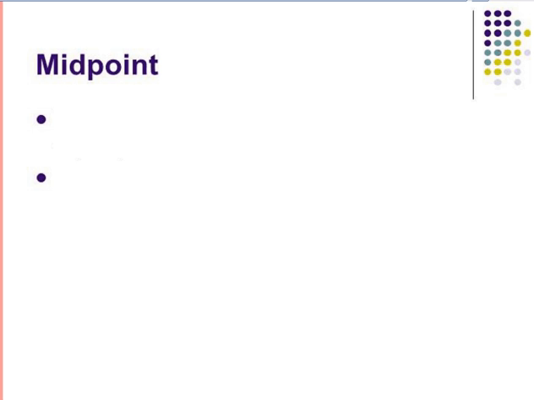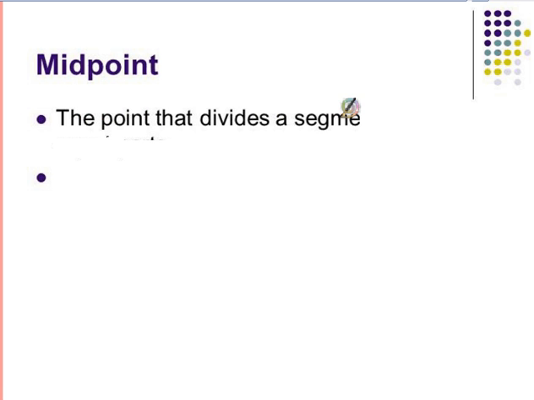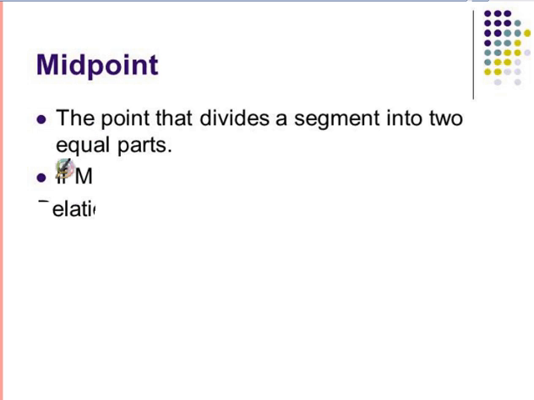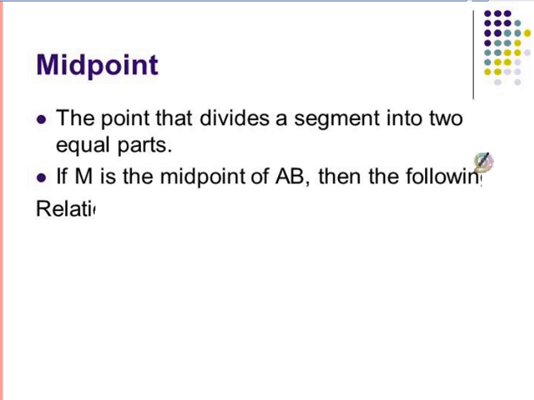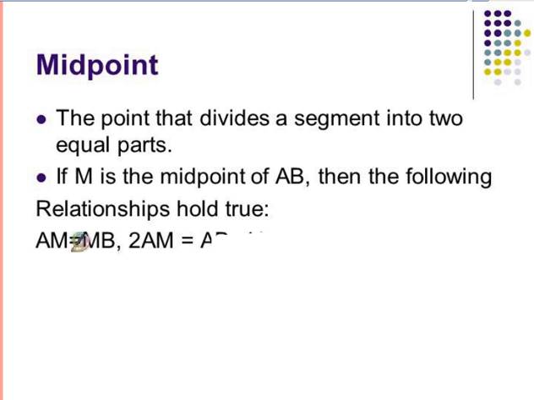A midpoint. All right. Let's talk about what a midpoint is. A midpoint is the point that divides a segment into two equal parts. If M is the midpoint of AB, then the following relationships hold true. AM equals MB, 2 times AM equals AB, 1/2 times AB equals AM.